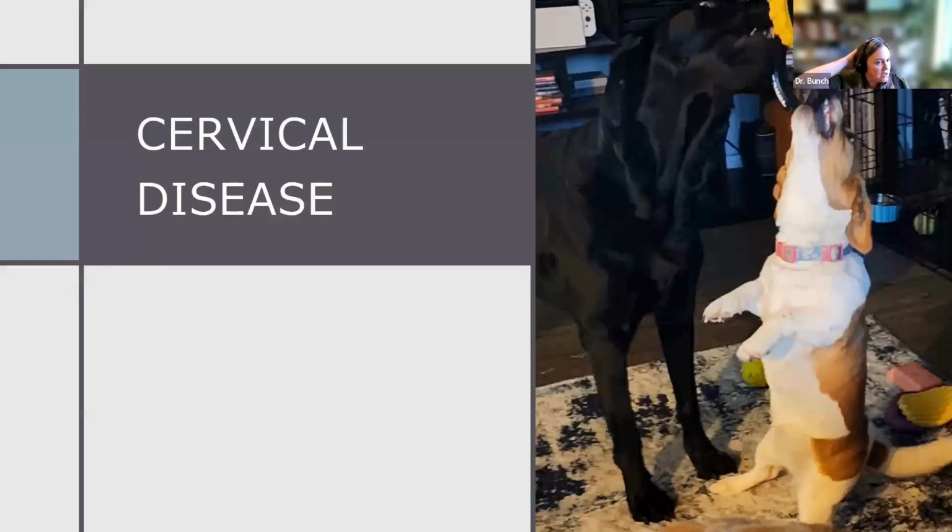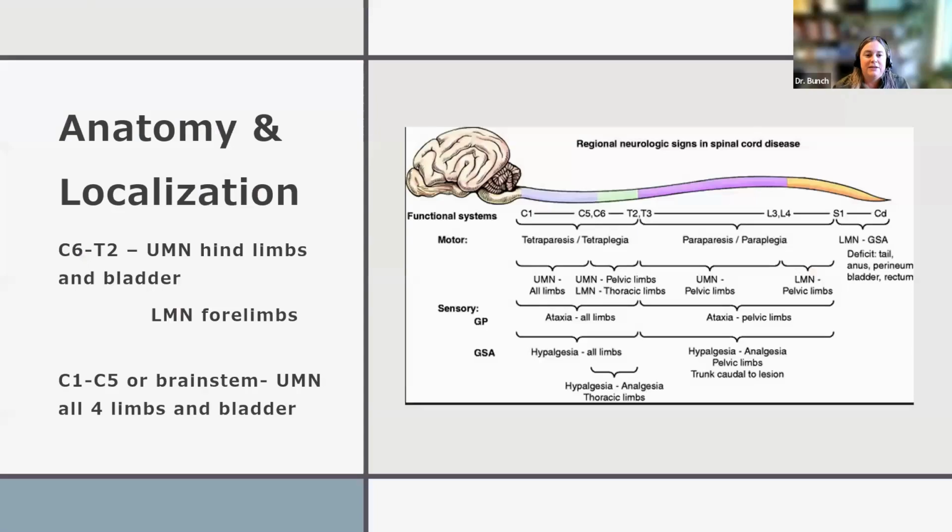All right, so let's talk about cervical disease. And I always, of course, have to have my own animals in these pictures. So these are two of my dogs and their favorite pastime, which is tug of war. And hopefully Ruby here does not develop cervical disease at some point, because she would be very sad about having to give this up.